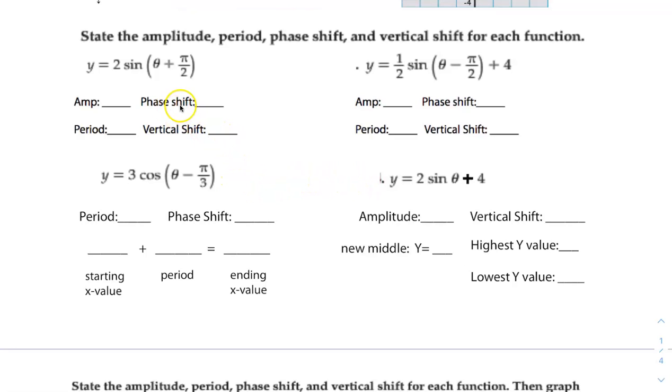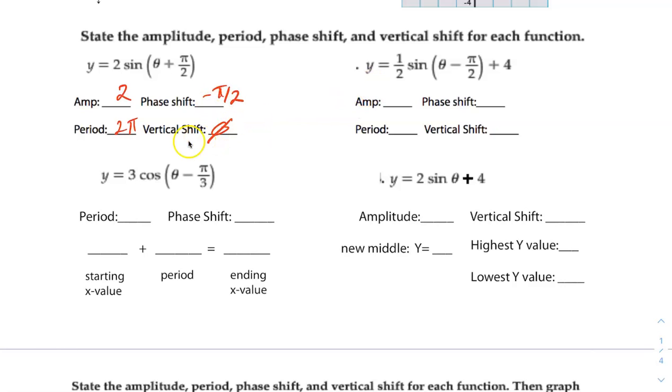So the first one, phase shift here, we're going to go negative pi over 2. Inside opposite. My amp is 2. My period is 2 pi over b. There is no b, so just 2 pi. And there's no vertical shift. I probably just put 0.